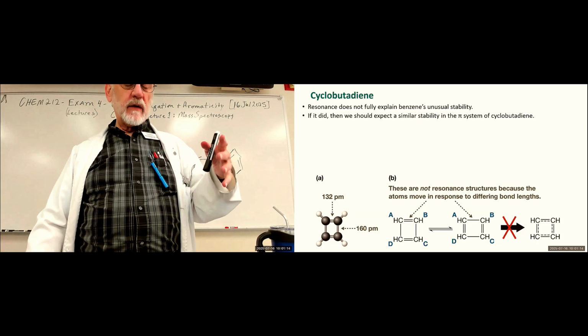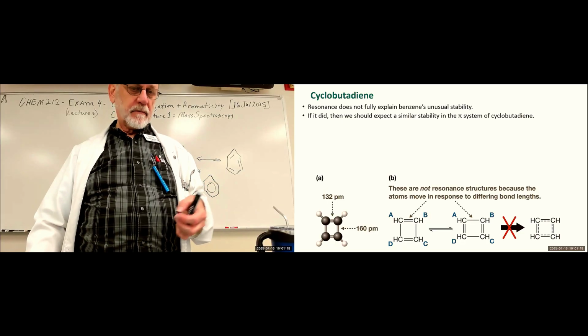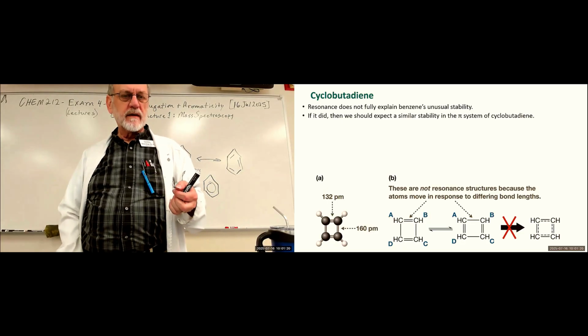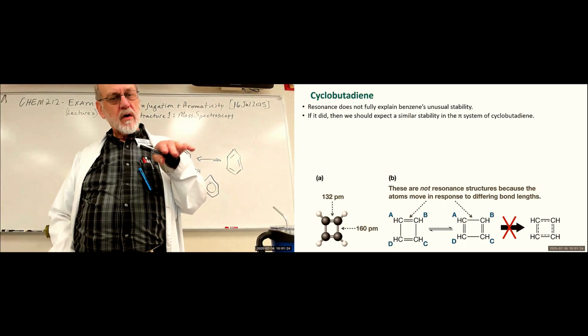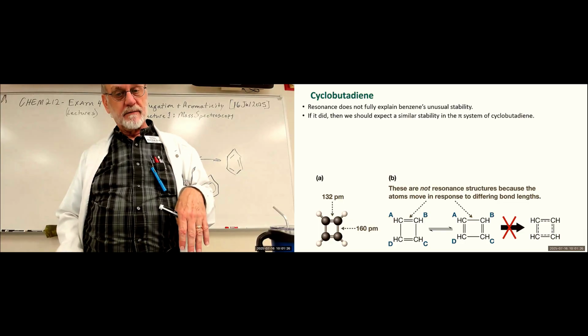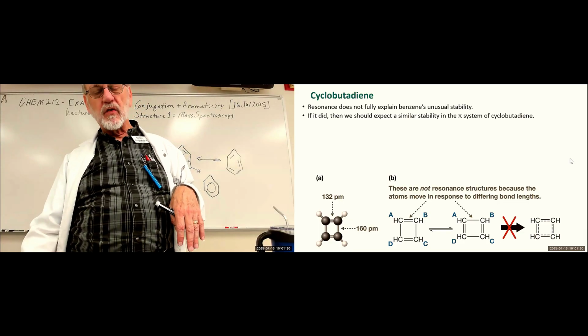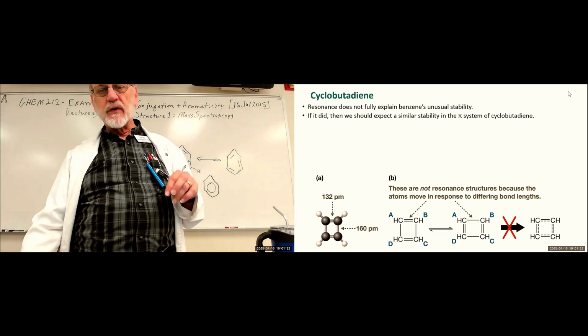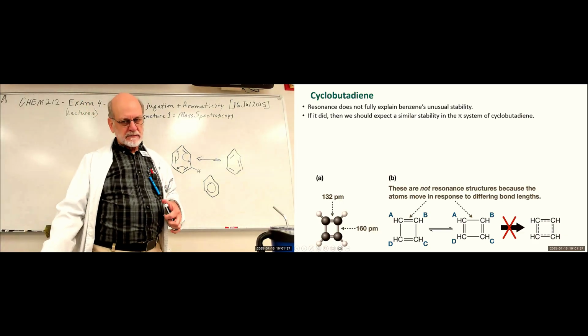If it did, then we would expect a similar stability for cyclobutadiene. But we don't see that because the double bonds in that molecule are actually shorter than the single bonds. So if we resonate the molecule, we cannot produce a resonance structure that looks like the one on the far right.